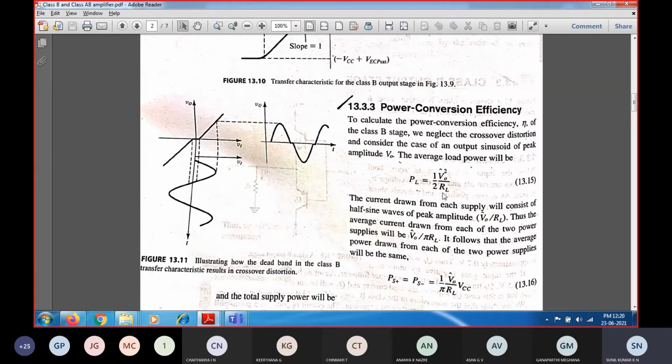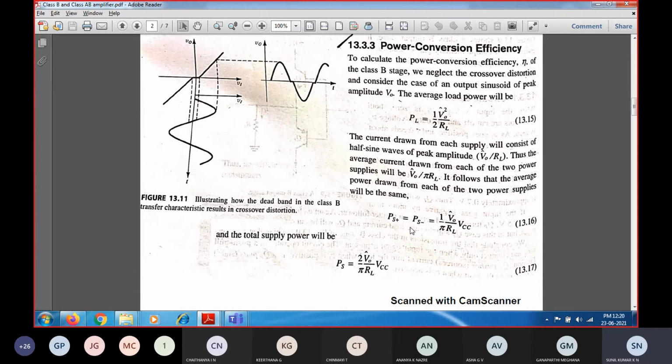So what is the total DC power supply? You have to add these two: positive power supply plus negative power supply. It will be equal to 2 by pi, V naught by RL, into VCC. So this is the total supply power delivered from the DC power supply. So PS will be equal to 2 by pi, V naught by RL, into VCC.